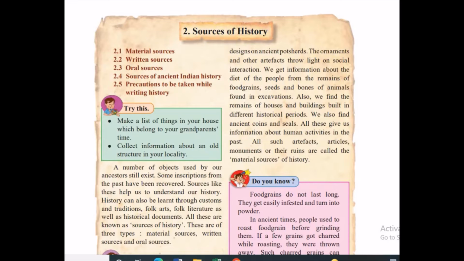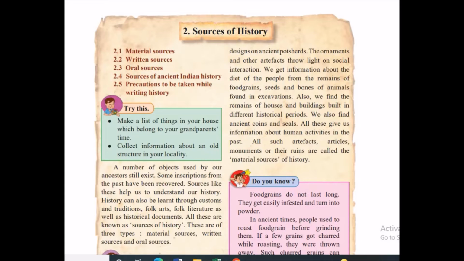Now the question arises in our mind, how does a historian write history? They write history with the help of various sources which are available in this modern world. They are: 1. Material sources, 2. Written sources, 3. Oral sources.